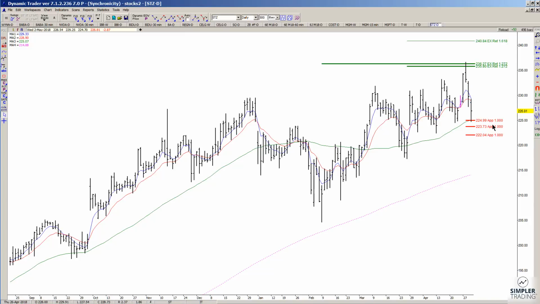So we do have some symmetry between the 222 to 224.99 area. Now we want to see if there are any overlapping price relationships. So there's a 382 of one swing. I'm also going to run these other swings to the highest high. Oh, wait, there's a 618 right there. Okay. All right, so typically I look at where symmetry might overlap some of these other price relationships as a place to enter within the direction of the trend.